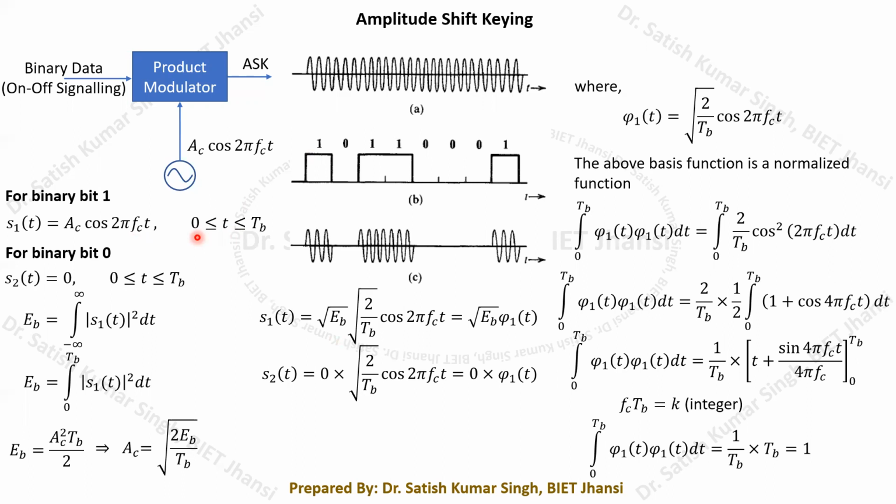Next, whenever we have the next bit equal to 0, for binary bit 0, I will generate another signal, which I will call S2(t). That will be equal to 0, because multiplying with 0 gives you 0. So here it is an absence of carrier. That will be represented by this particular equation, and again it will be generated for the duration of 0 to TB.